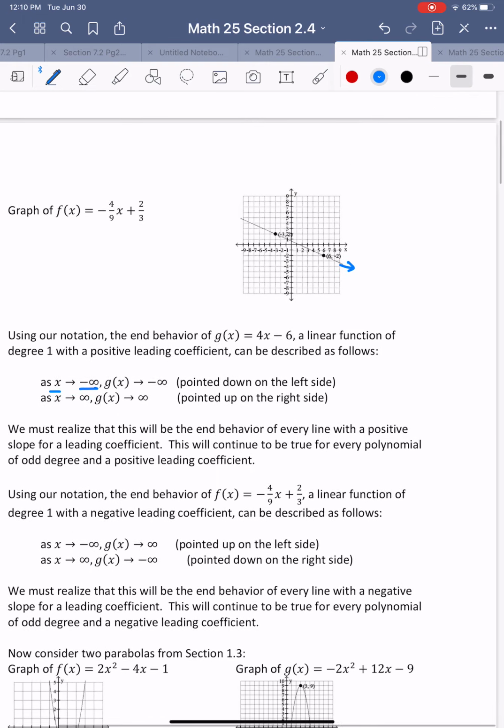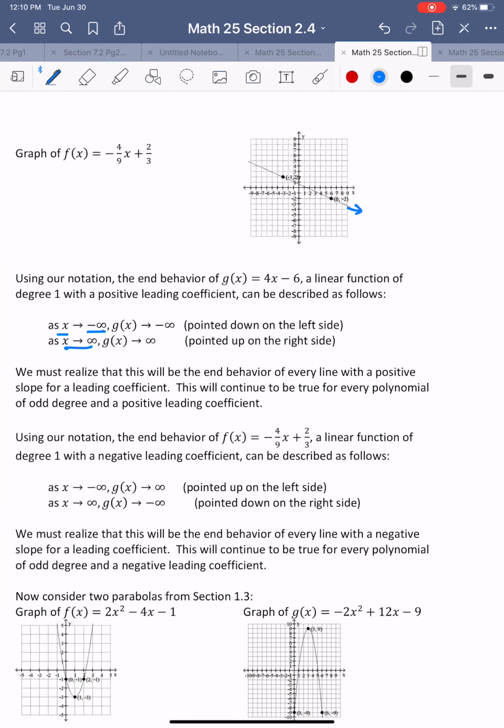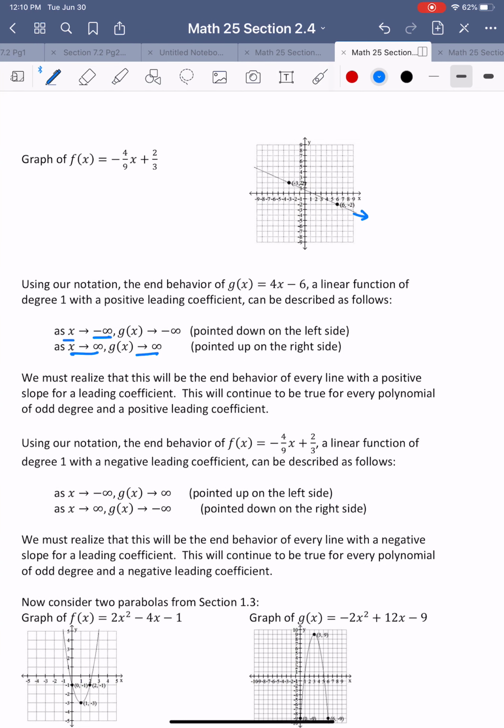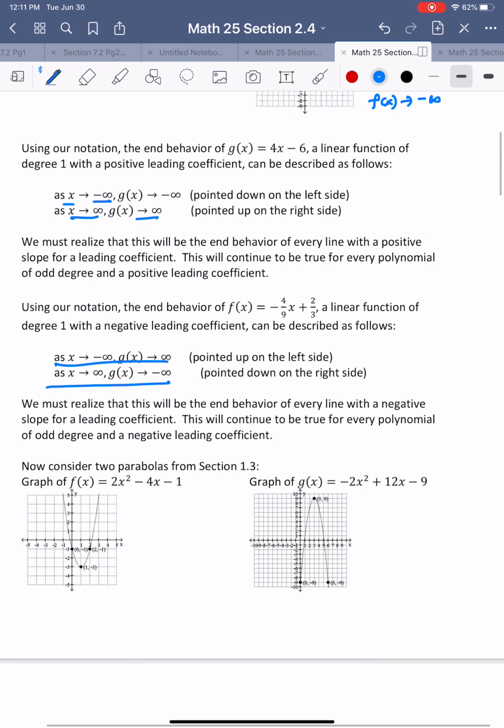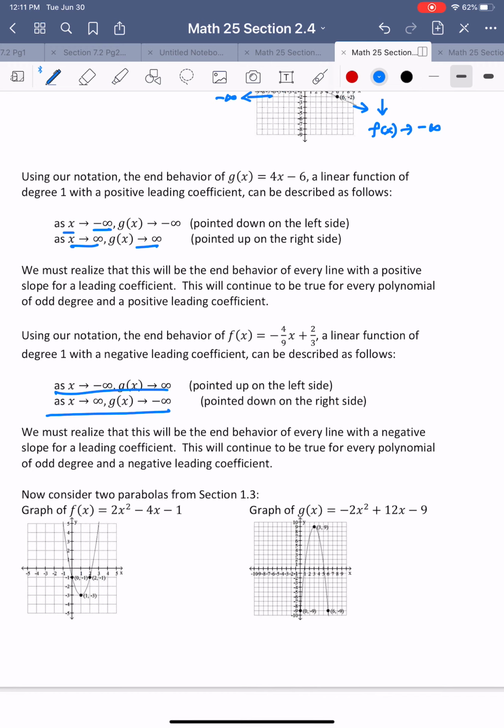That's what they explain here. And for the other function, when x goes to negative infinity, f of x goes up, so positive infinity. When x goes to positive infinity, it goes down, so f of x goes to negative infinity. That's what they say here too. So we must realize that this is the end behavior of every line with a negative slope, and it continues to be true for every polynomial of odd degree with a negative leading coefficient.